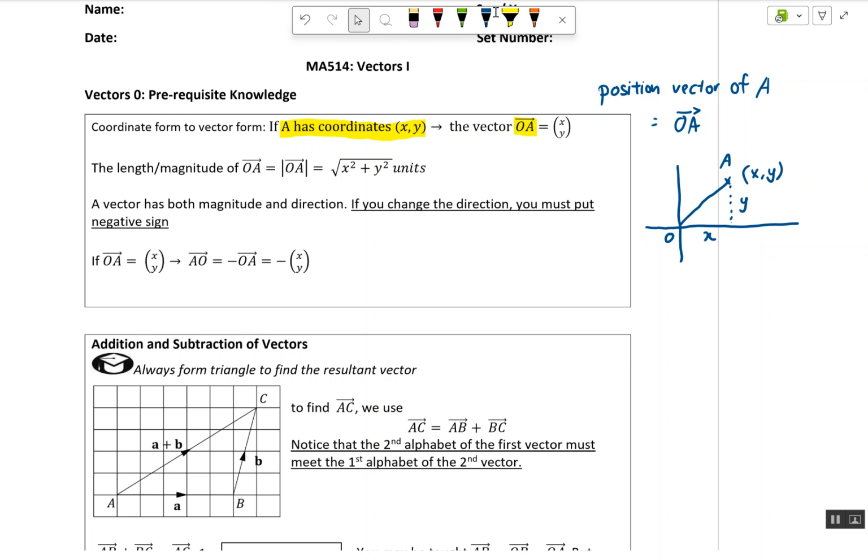And next, because a vector has magnitude and direction, if you go in the opposite direction, there must be a negative sign. OA equals x, y. AO will be the negative of OA, that will be the negative of x, y, and you can say that it's negative x, negative y. So these are just the basics. The most important thing is when you see position vector, you must think of OA.